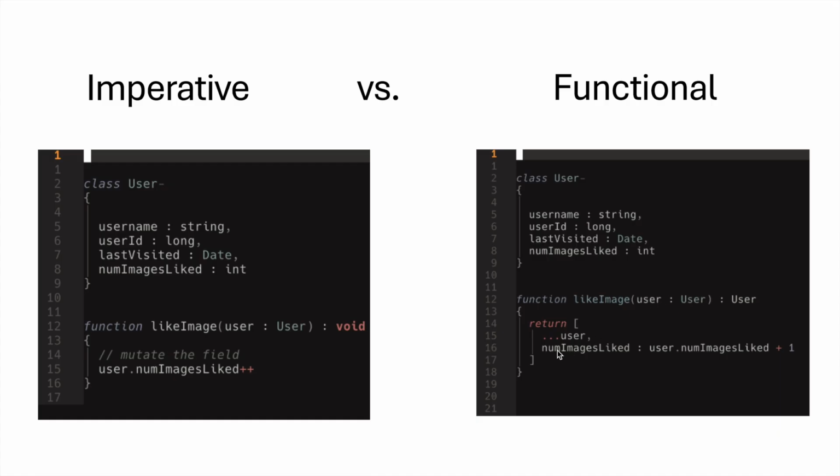However, with a caveat, the numImagesLiked field is going to be different from the original user input. Instead, it's going to be assigned a value of whatever user.numImagesLiked, the parameter value, had, plus 1. And we're going to return that. So effectively, we're returning a brand new user that's the exact same, but only with one higher numeric value in its numImagesLiked field.